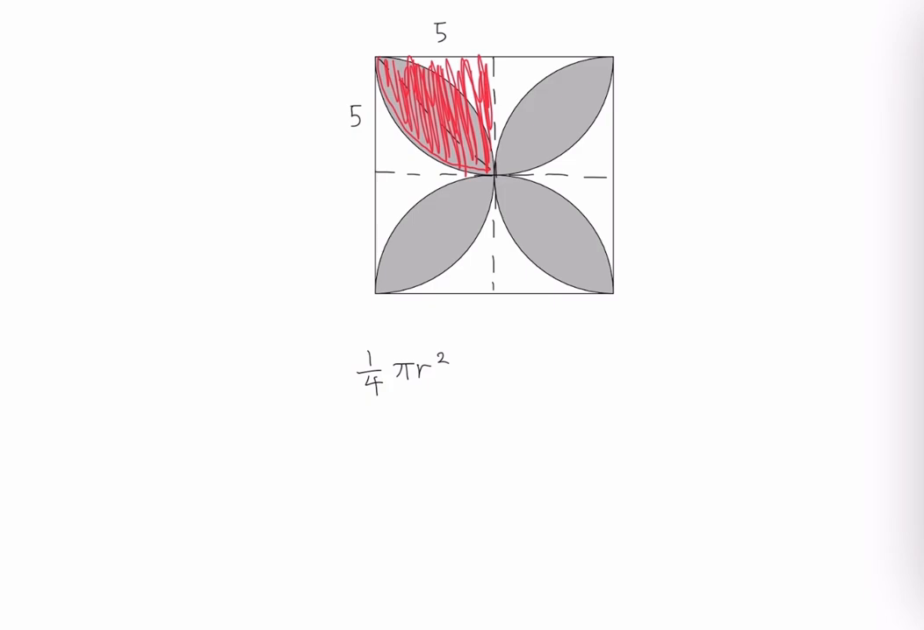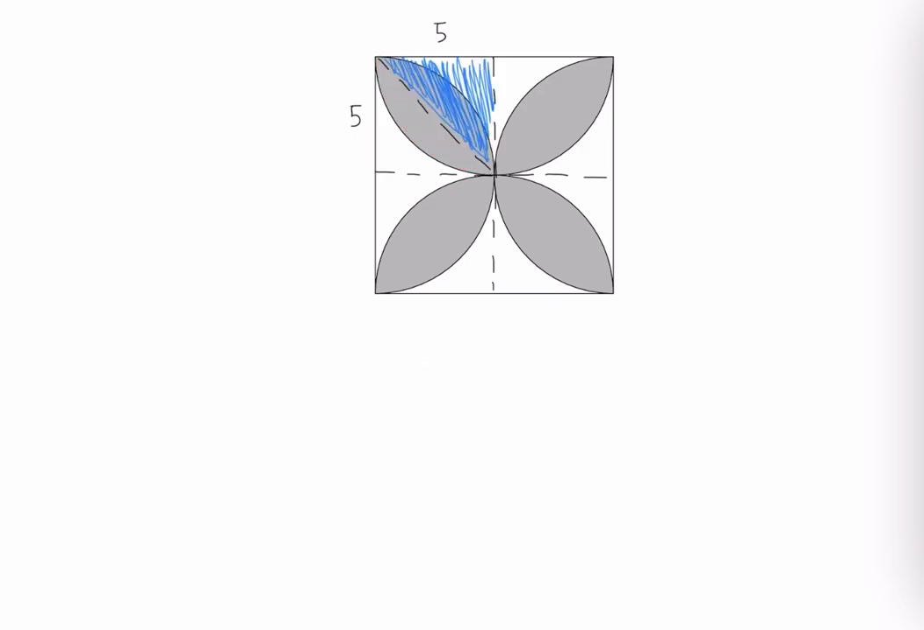Now we plug in the values, which in this case, r is equal to 5, so we have 1 over 4 pi times 5 squared, which is 25, so it's 25 over 4 pi. And now the problem is asking for a rounded number, so we can just estimate this to be 19.63.